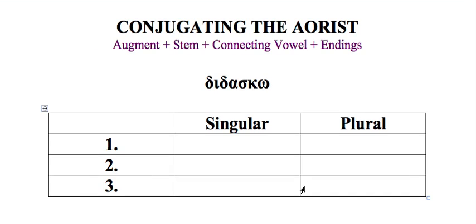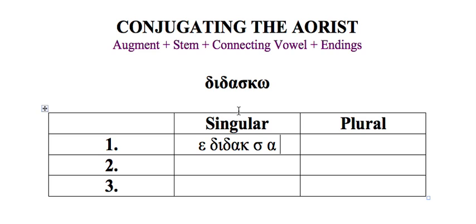Finally, we'll take a look at didasco. And this one can be a little tricky. So let's start off with our epsilon for the augment. The stem of our verb is didask. Oh wait, it's not. The true root of didasco is didak. And we'll add our sigma. And then we will add our ending, or our connecting vowel. In this case, there is no ending.